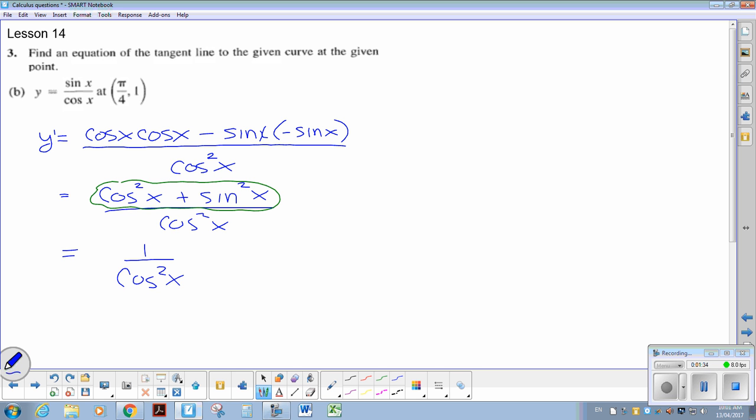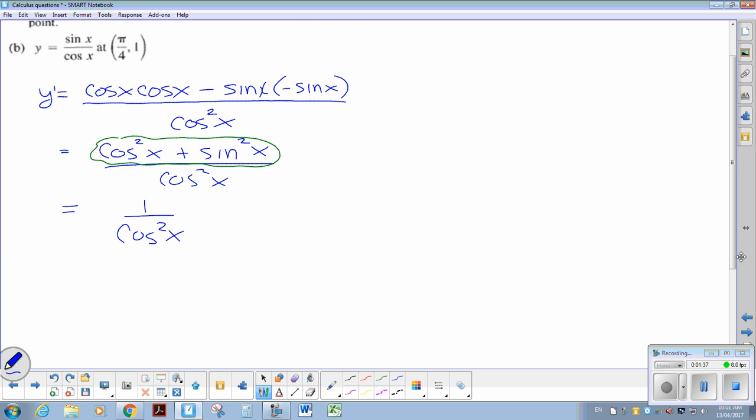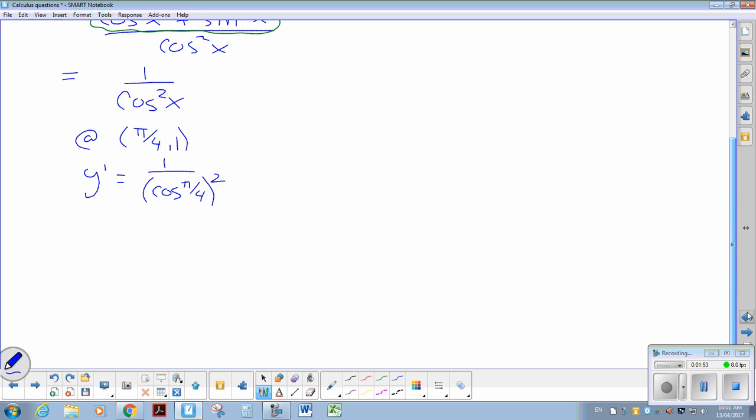Now we're just going to evaluate it at that particular value. So at the point pi by 4, 1, y prime would equal 1 over, and I'm going to write it like this, cos of pi by 4 squared, because we need to take the square of the result. And you look at your identity sheet that's provided, or the values that are there, cos pi by 4, cos of 45 is 1 over root 2 squared. So that means that 1 over root 2 squared is 1 over 2, or half. 1 divided by a half is a value of 2.